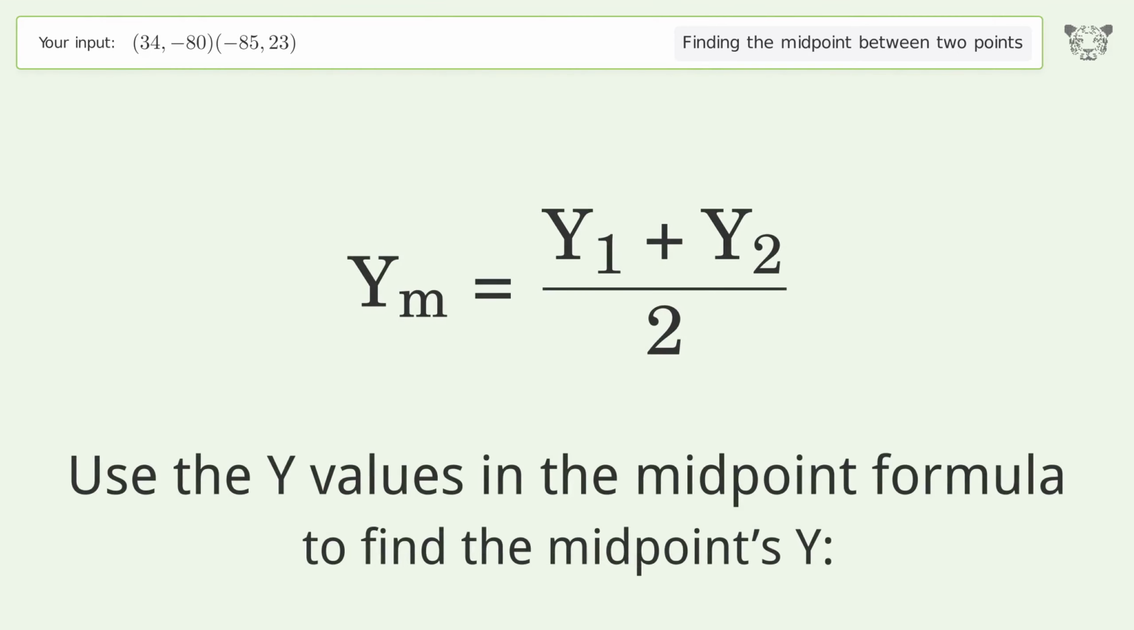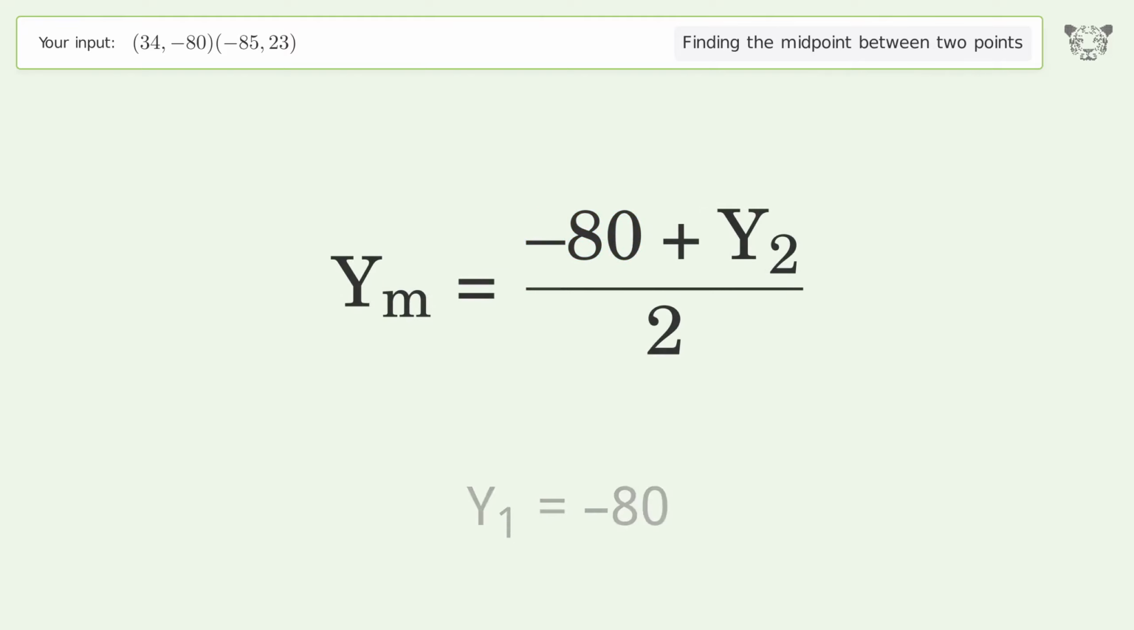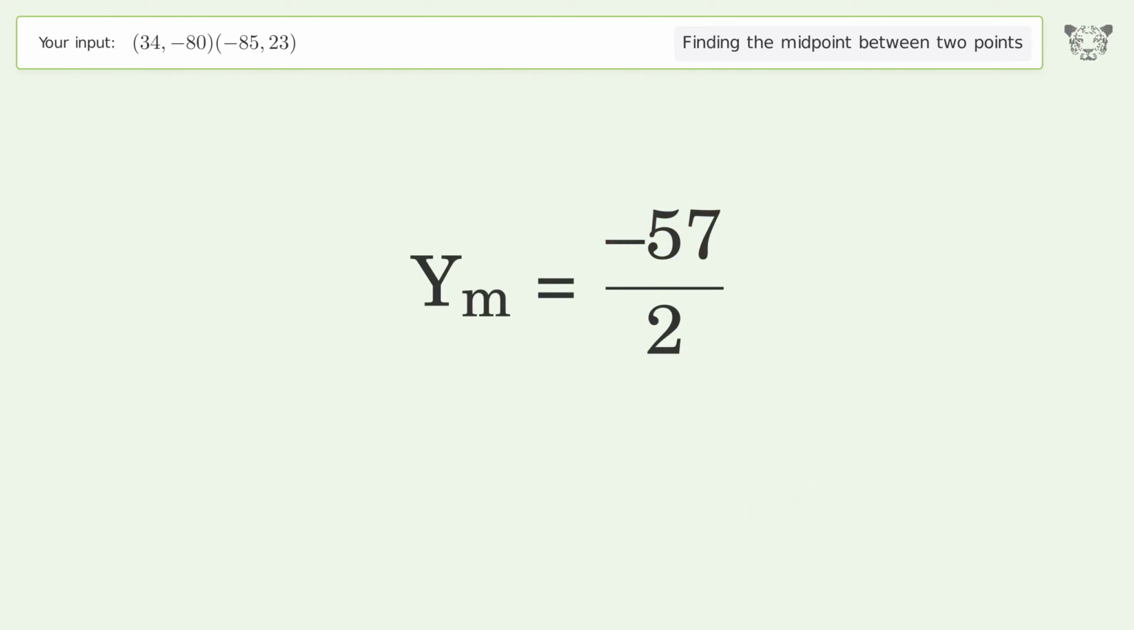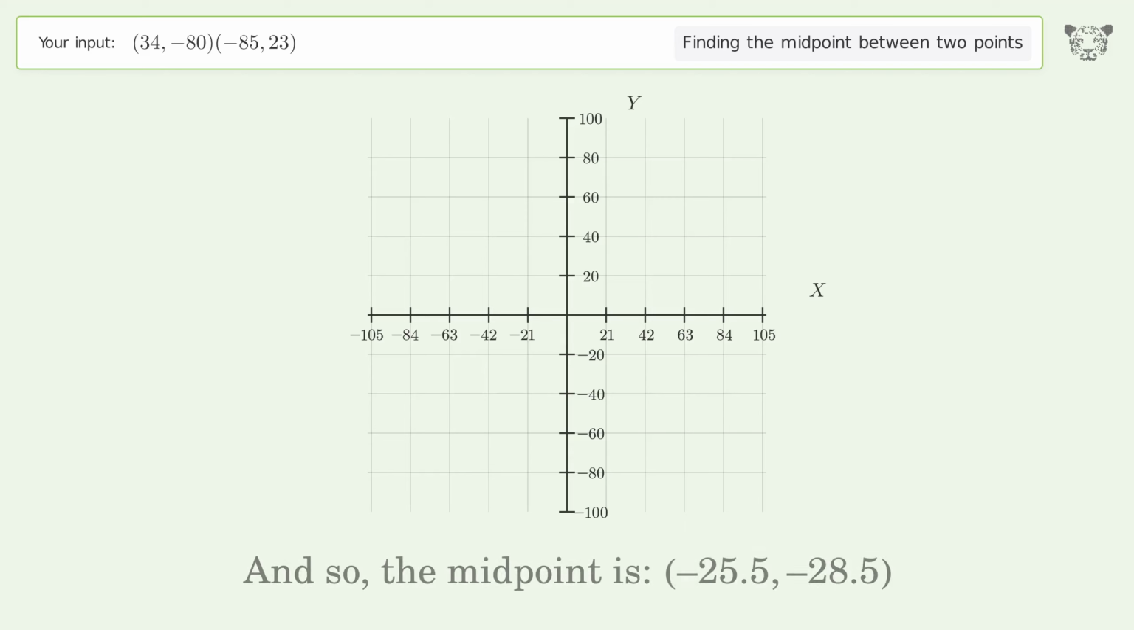Use the y values in the midpoint formula to find the midpoint's y. y1 equals -80. y2 equals 23. Simplify the arithmetic. And so, the midpoint is -25.5, -28.5.